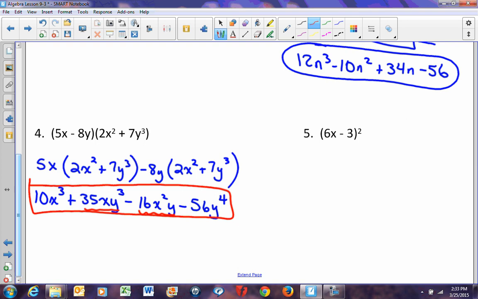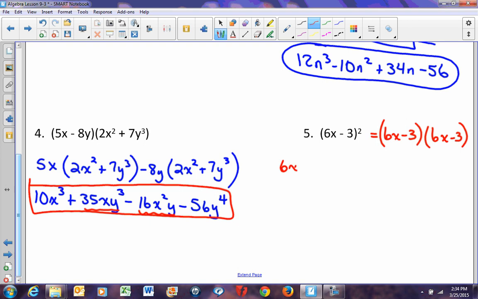Problem number 5 is interesting because it shows you what happens. A lot of times people will think of the properties of exponents and think of just distributing the 2, and you can't do that, because this entire thing is squared. 6x minus 3 quantity squared is how this is read. It actually means 6x minus 3 times 6x minus 3. It does not mean I just distribute the 2 to the 6x and the 2 to the 3. It doesn't work that way. You'll miss middle terms that are really important.